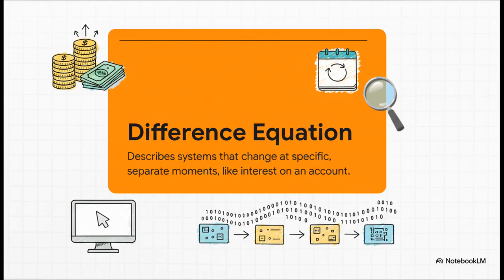This is the native language of computers. Instead of a continuous flow, it calculates the state of a system at specific points in time, kind of like your savings account. It doesn't grow constantly, right? The interest gets added at the end of the day, or the month, or the year. Each one of those calculations is a single, discrete step.